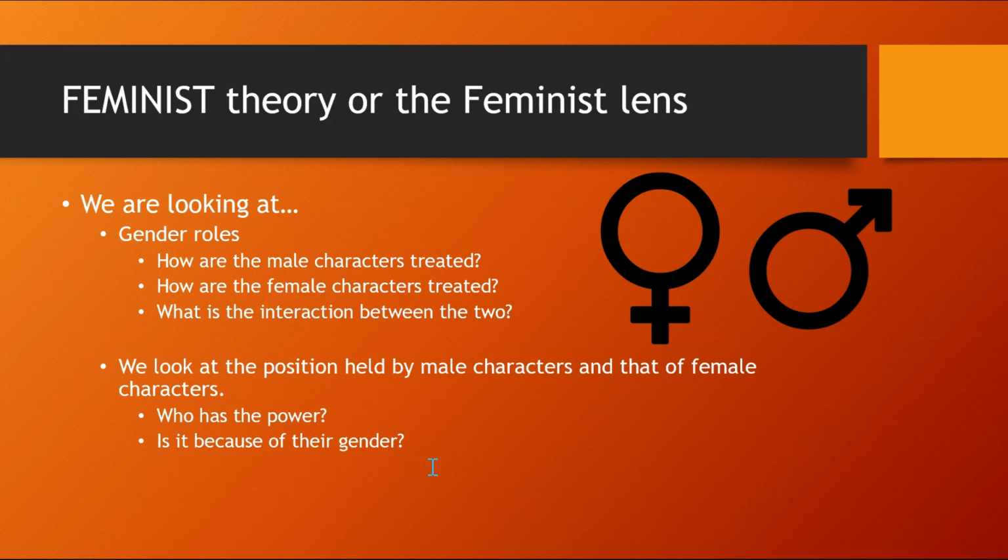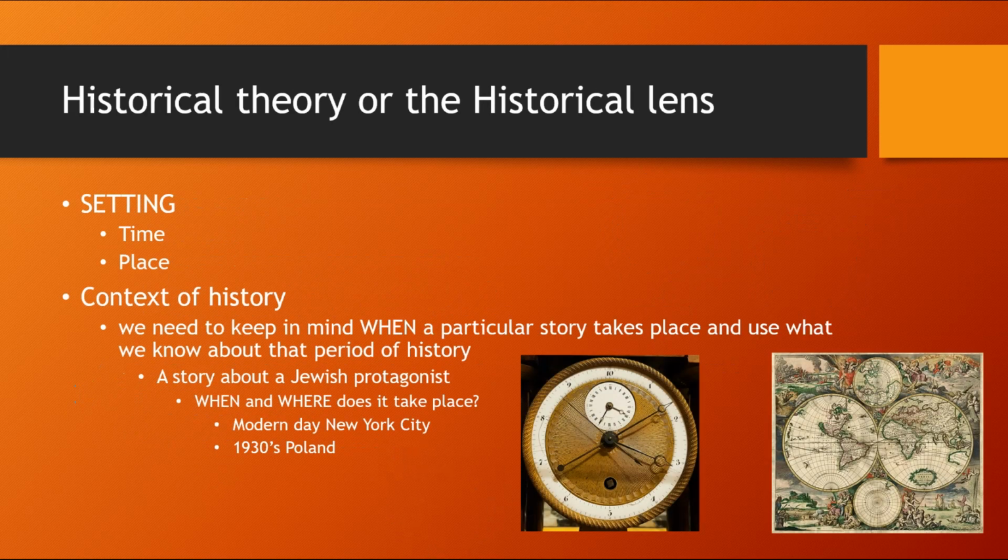Why are these males treated better in this book? What is being said there? Find an example of a female being oppressed by a male in the book. Maybe, what is the interaction between a male character and a female character? That's the stuff that's going to pop out that we're going to analyze if we're looking at it through the feminist lens. We look at the position held by these characters, the male characters. Do the female characters have the same ability to hold those positions in the story? Who is dominant? Who is dominating? Who has the power? And is that power derived because of their gender? So that's really the feminist lens. We've got the historical theory, or the historical lens.